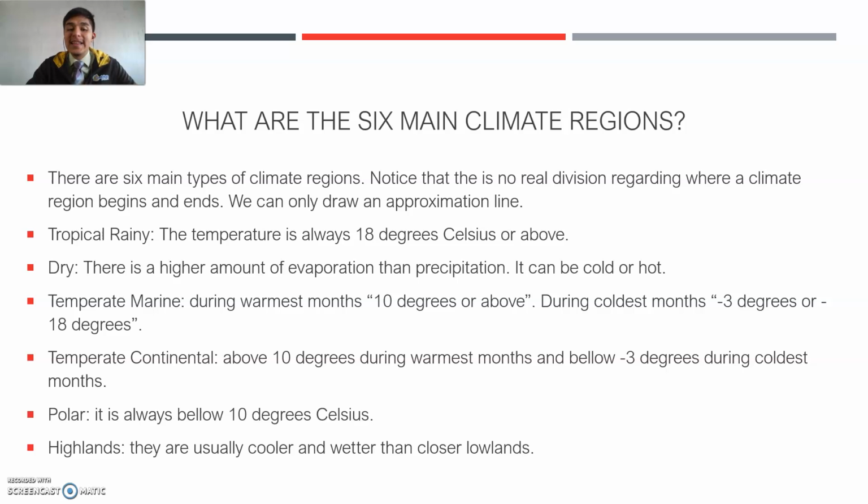And we also have highlands. They are usually cooler and wetter than closer lowlands. Highlands basically means the tops of mountains or sections that are at a higher location than the rest of the places that are around them. And of course, that causes them to be colder or wetter.